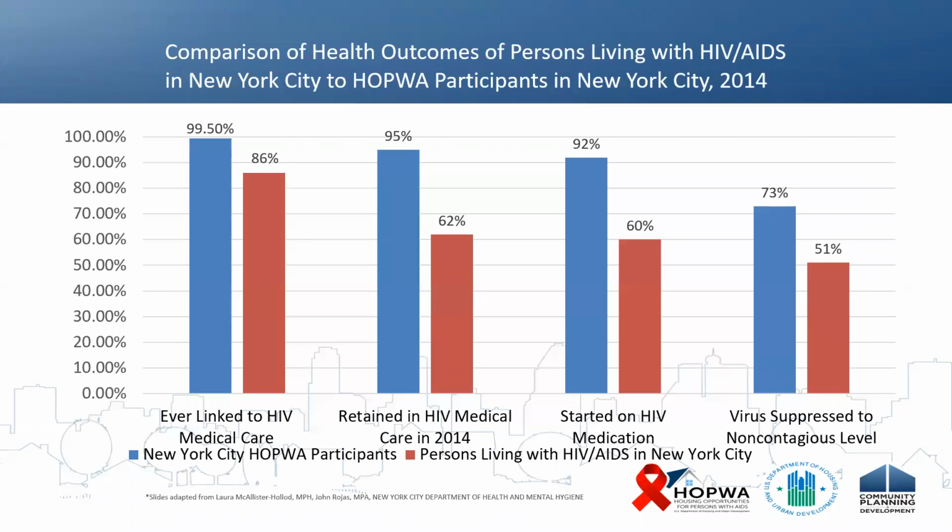So you'll see that folks linked to HIV medical care who are HOPWA participants were 99.5%, and folks in New York City who are living with HIV and linked to medical care is 86% of that population. Going down to the next bar, you'll see retained in HIV medical care in 2014. Of those folks linked to HOPWA services, 95% are retained in care, and folks not receiving HOPWA services, only 62% are retained in medical care.